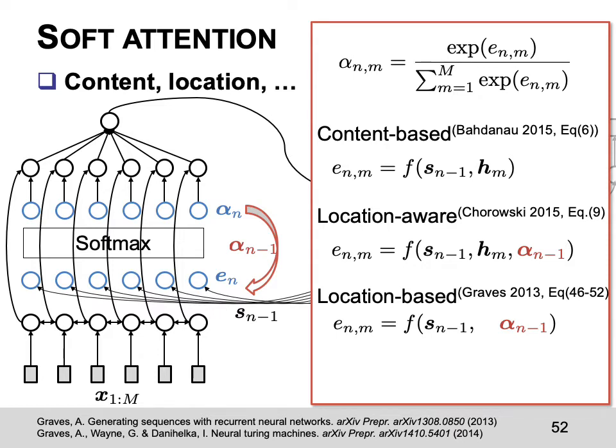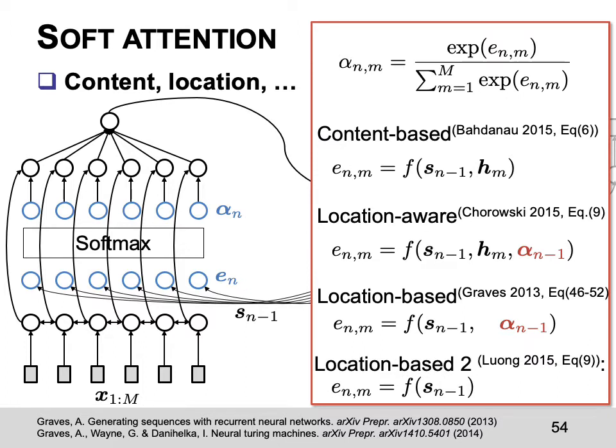The third type of attention in this group is the so-called location-based attention. Compared with the location-aware attention, we can notice from this equation that the content vector h is removed from the input. So in other words, in the location-based attention, we don't care about the content. We purely compute the attention, the alignment matrix, based on the decoder state and the alignment from the previous step. Finally, there is a small variant of the location-based attention. In this case, we only use the decoder state to compute alignment without using the alignment from the previous time step.